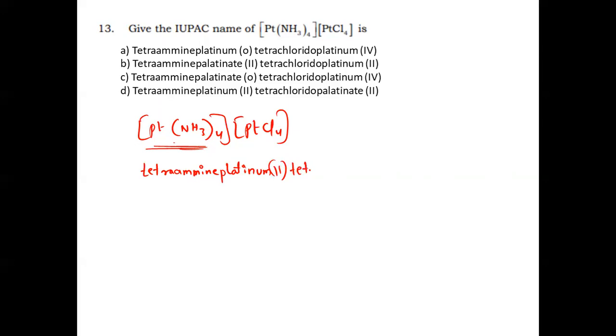Then tetrachlorido, because we have 4 chloride ions attached to platinum. Tetrachloridoplatinate, because in an anionic complex the metal name ends with the term ate, which is also having oxidation state 2. Hence, the IUPAC name of this complex is tetraammineplatinum(II) tetrachloridoplatinate(II), which is option D.